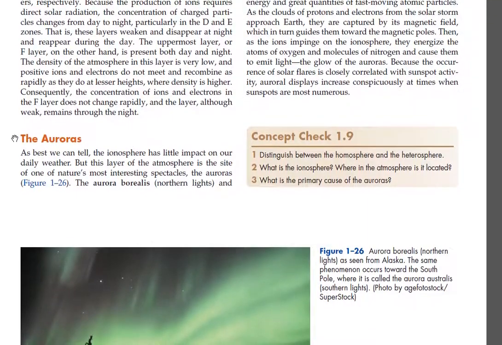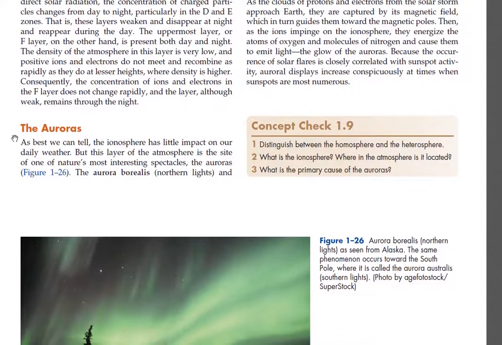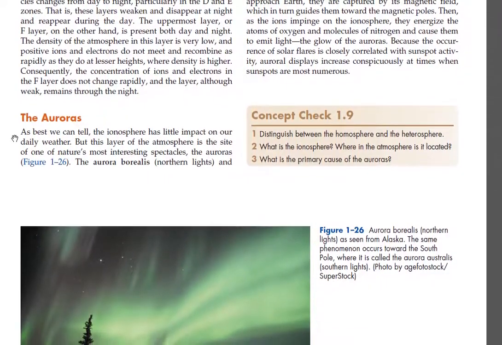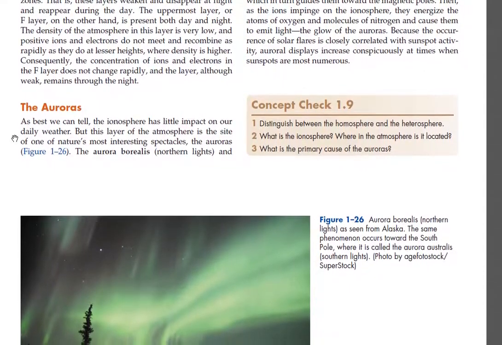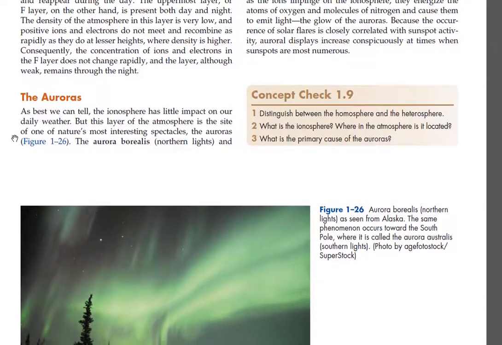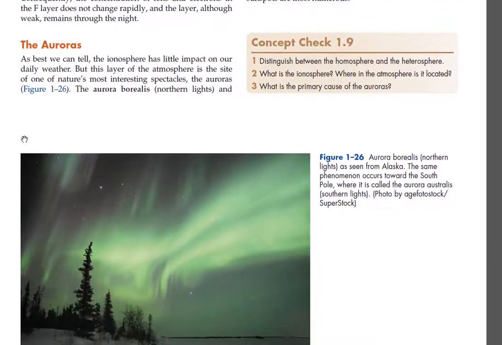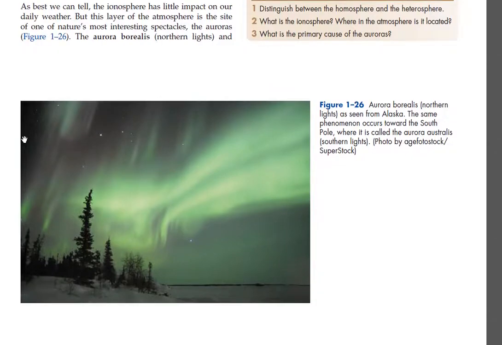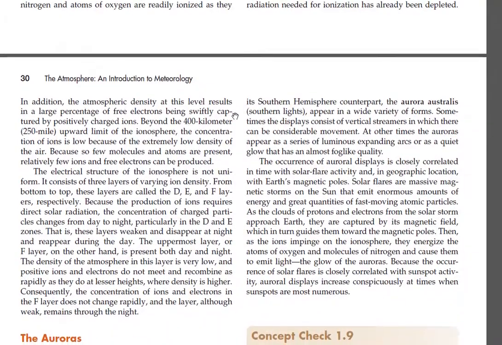The auroras. As best we can tell, the ionosphere has little impact on our daily weather. But this layer of the atmosphere is the site of one of nature's most interesting spectacles, the auroras, figure 126. The aurora borealis (northern lights) and its southern hemisphere counterpart, the aurora australis (southern lights), appear in a wide variety of forms.